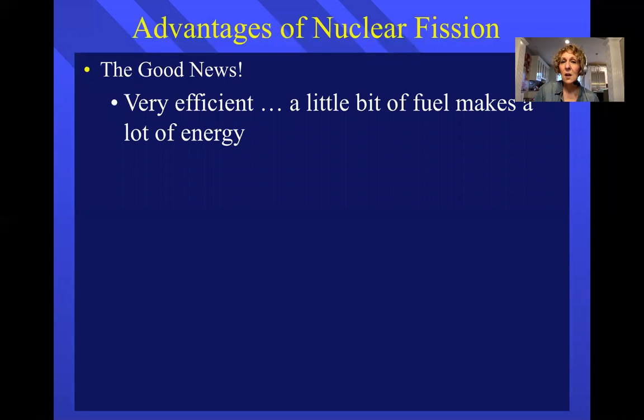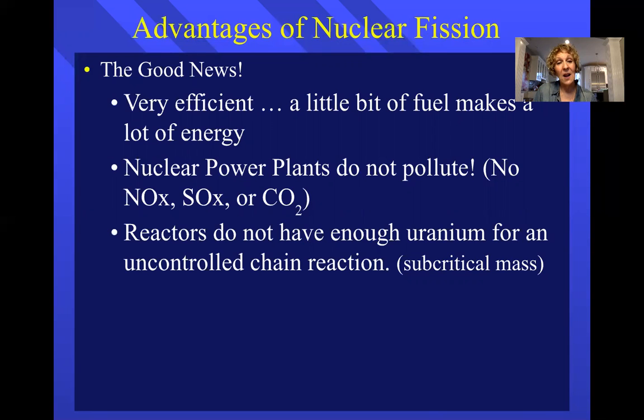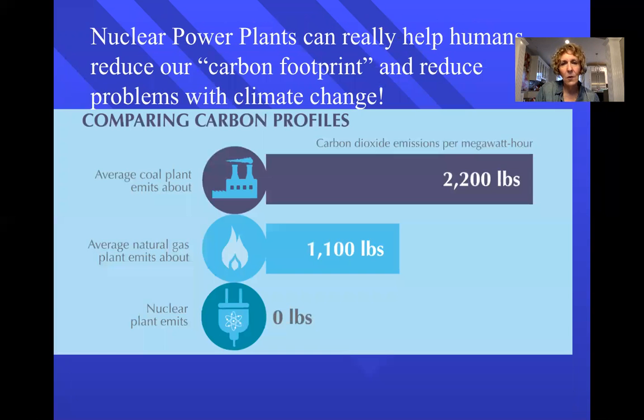Some advantages of nuclear reaction: it's very efficient. It doesn't pollute. There's no NOx or SOx, which are air pollutants, and there's no carbon dioxide, which is very important with climate change. It doesn't have enough uranium for an uncontrolled chain reaction, so it's not going to be like a bomb. It's never going to explode. But as we'll see, due to human error, there can be accidents.